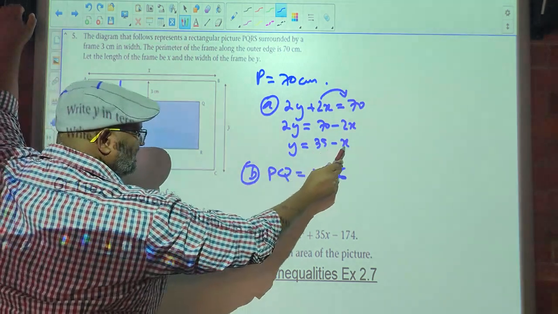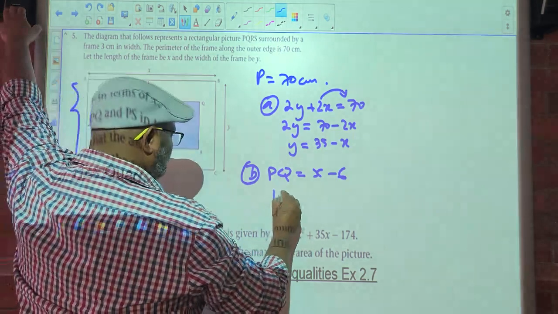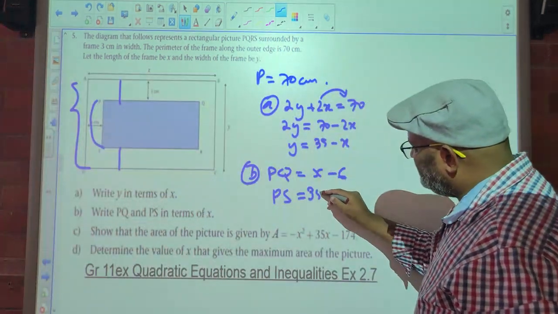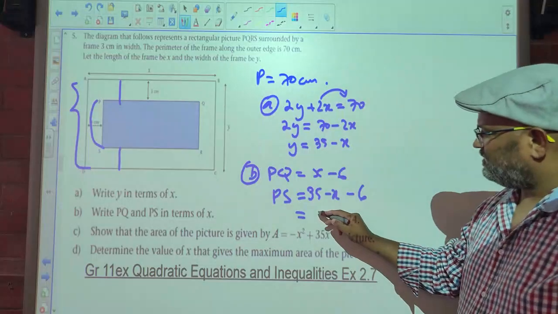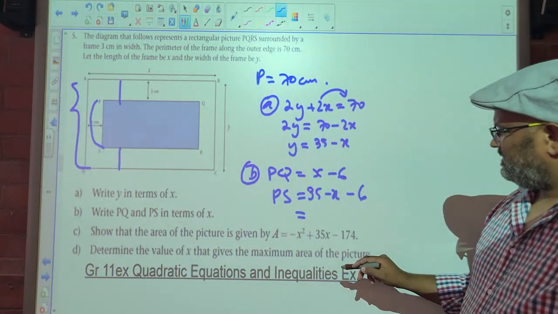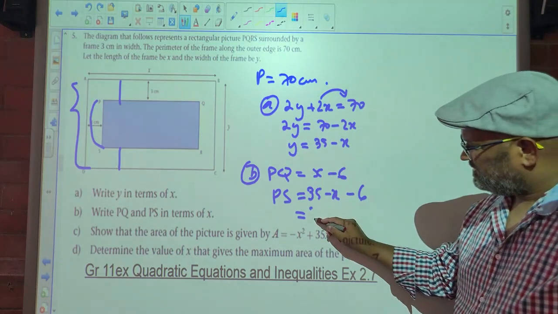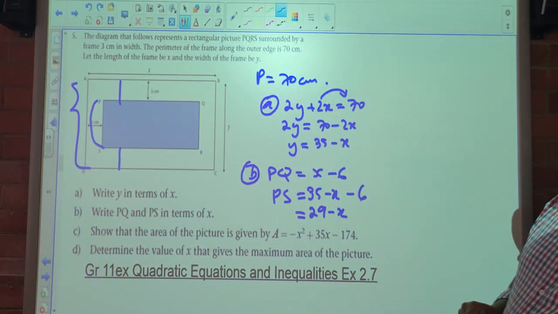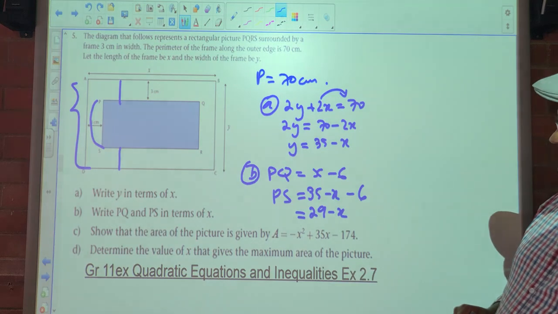What is the length from there to there? 35 minus X. So what would PS be? PS is equal to 35 minus X minus 6. Which is going to be? What is 35 minus 6? 29 minus X. Alright, you guys understand? Right, so I've answered that question for them.